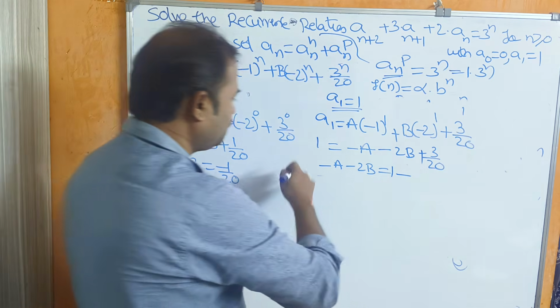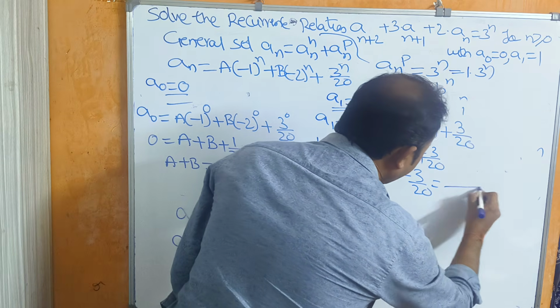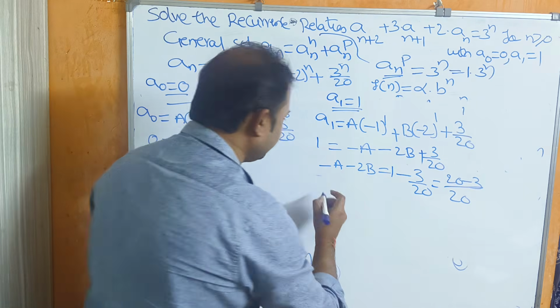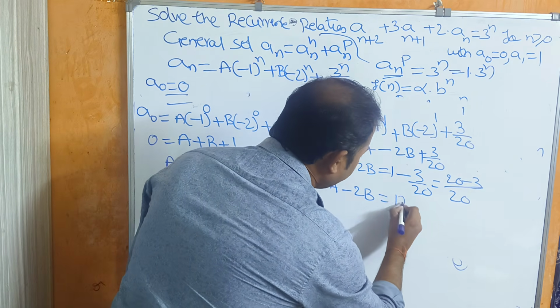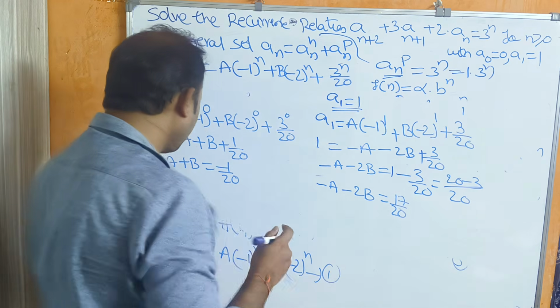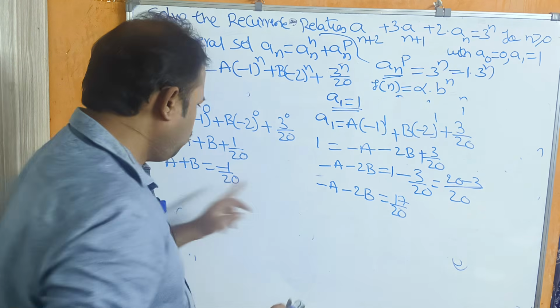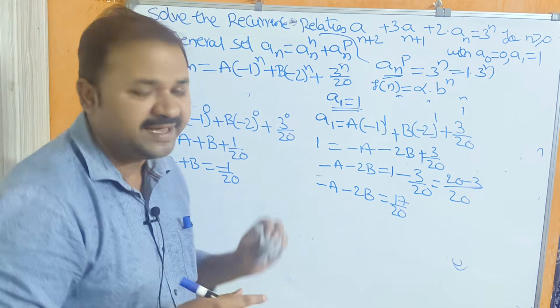So 1 minus 3 by 20. 1 minus 3 by 20 means 20 is LCM. So 20 minus 3, that is nothing but 17. So minus a minus 2b equal to 17 by 20. So now from these two equations, we have to produce a and b values.